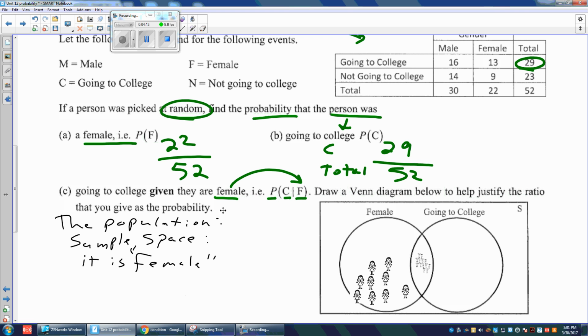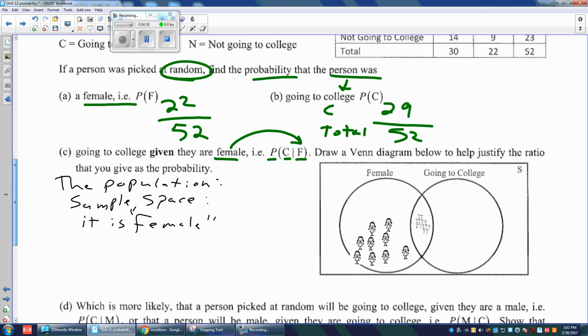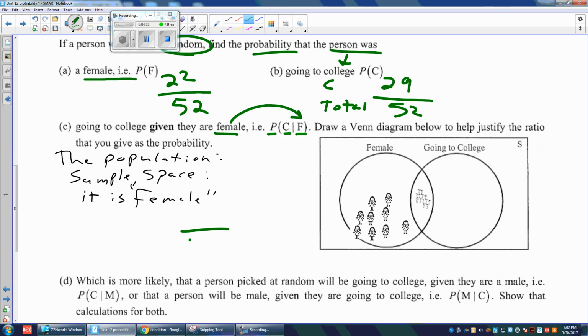Okay, good. Now, going to college, given that they're female, I only care about females, so that's all I put on the Venn diagram. What do I have total? I have a total of 22. How many are going? Probability they're going to college. 13 are standing inside that college spot. That's the and. How many of them are female and going to college? That's conditional probability. You have to have two conditions. You're female and you're going to college.